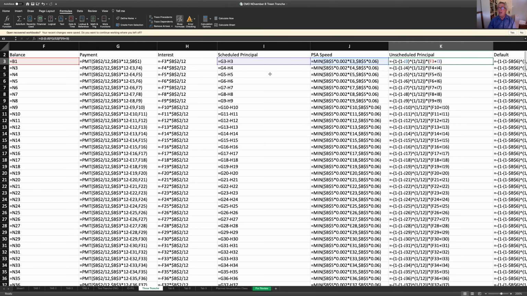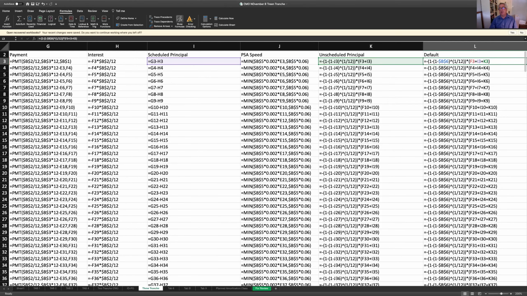Similarly, we have a default characteristic, which is based on how much do we think the default rate is going to be. Again, that's an assumption. We're converting this default rate into a monthly default rate. We put it annually. We convert it into a monthly rate using the same idea we did by converting the annual prepayment rate into a monthly prepayment rate, and we're multiplying that by what's left over after the initial balance, less scheduled principal, less unscheduled principal. So based on what's left over, we are applying a default rate to that.